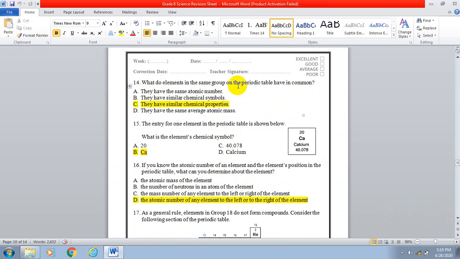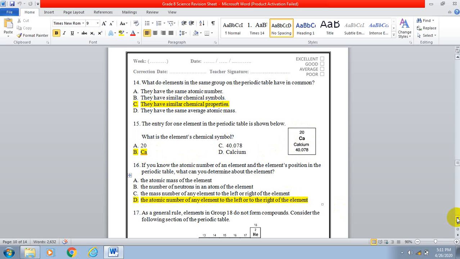What do elements in the same group of the periodic table have in common? Of course, they have similar chemical properties. The entry for one element in the periodic table is shown below. What is the element's chemical symbol? Look at Ca, calcium. This is the symbol. Remember, calcium is the name. This is atomic mass and this is atomic number. So Ca is the chemical symbol of calcium.